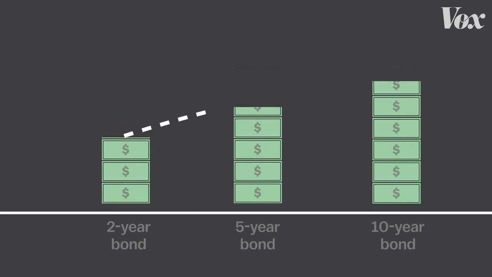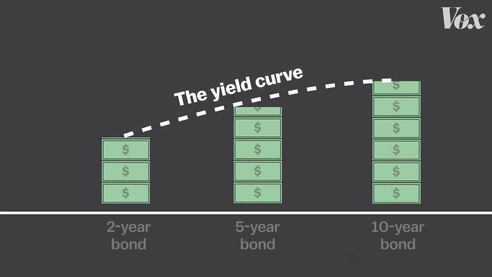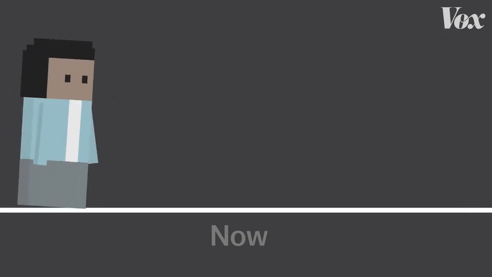Trace these bars on any given day and you get a curved line showing the yields of different bonds, or what people call the yield curve. And normally it points upward. Now here's where things get more complicated.